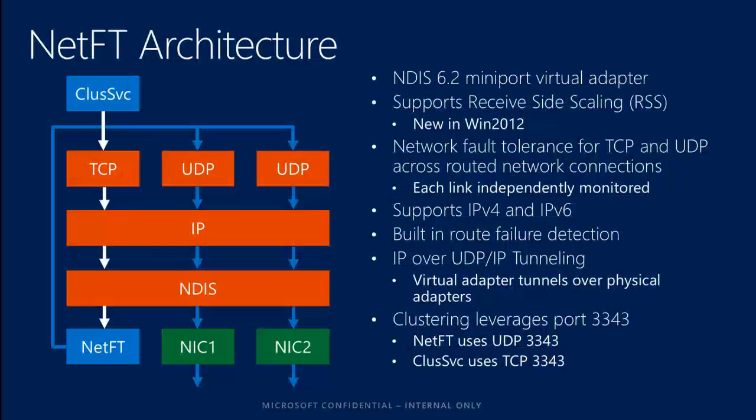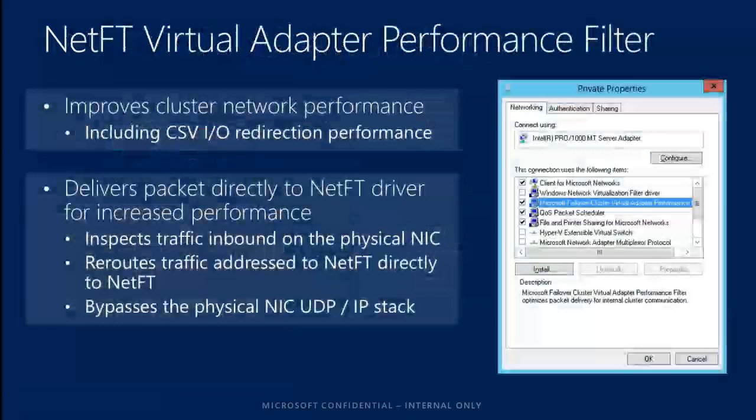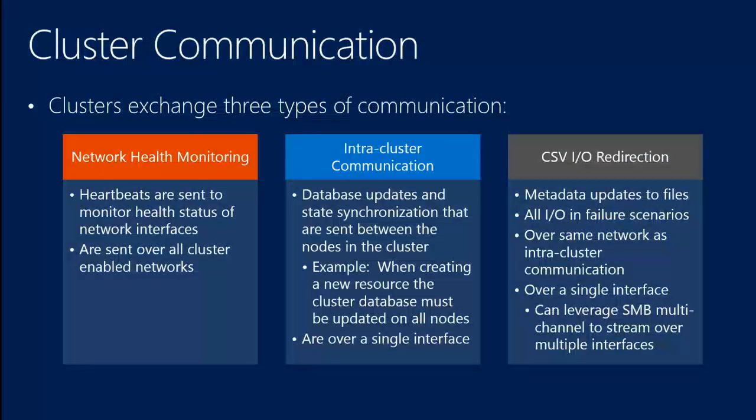We don't have to traverse the network stack twice. We don't have to go up the network stack, up 3343, and then back up again on TCP. So we keep from traversing the NetFT virtual adapter on inbound communication. That's what this filter is. If you see the filter, don't disable it. That's my little piece of advice, because it will boost your communication speeds.